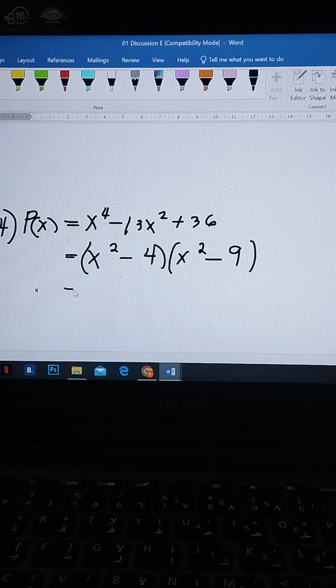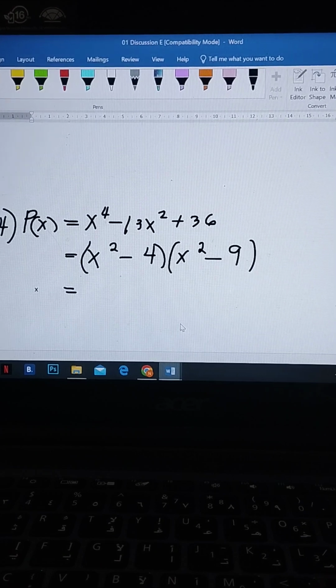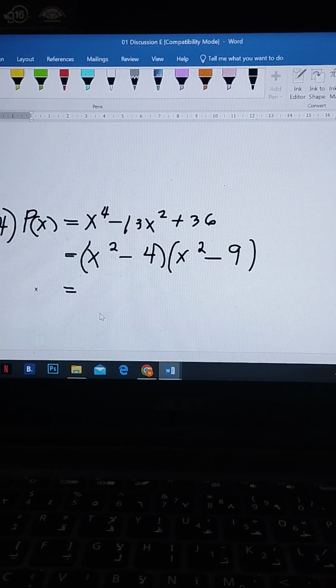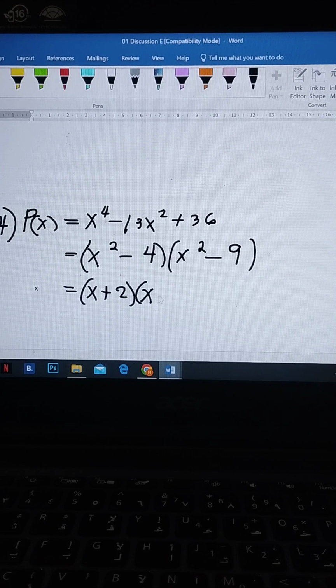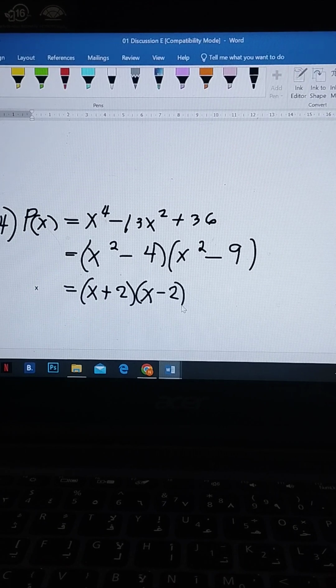As you notice, both factors are differences of two squares. The factors of x squared minus 4 are x plus 2 and x minus 2. Then x squared minus 9 is x plus 3 and x minus 3.